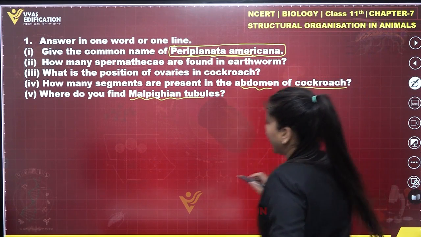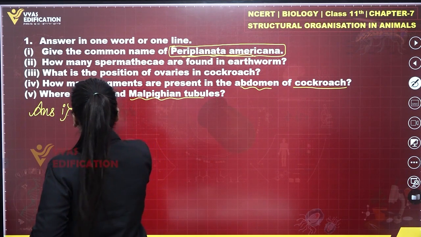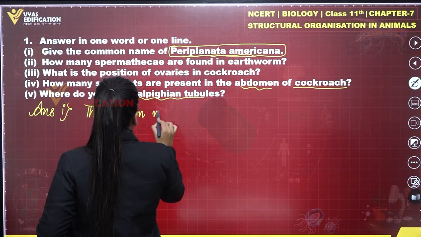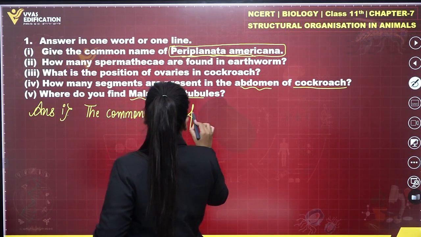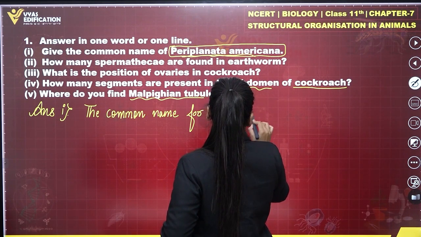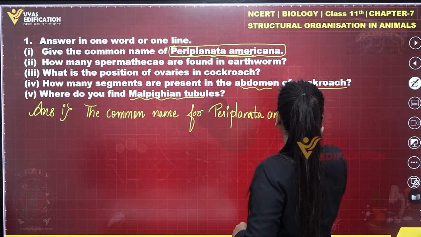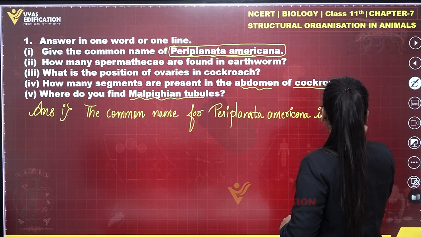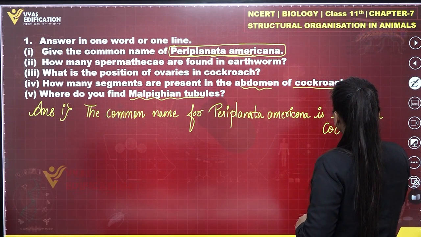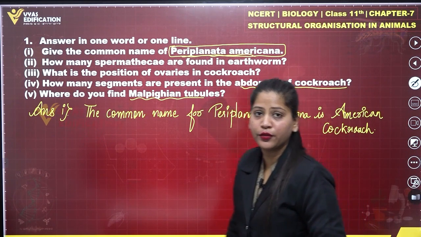Now we'll write the answers here. The first one, I am going to write the common name. The common name for Periplaneta americana is American cockroach. So this is the answer of the first part of this question.